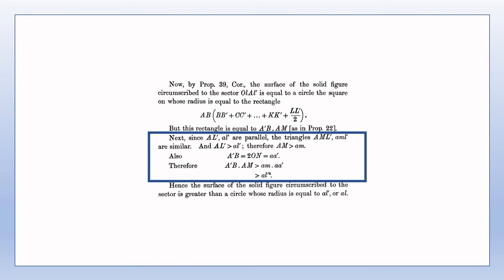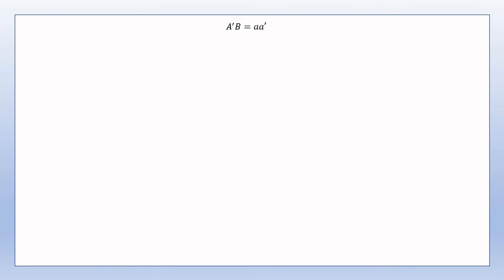And since N is the midpoint of AB, and ON is parallel to A'B, then again triangles ABA' and ANO are similar, and hence A'B is twice the length of ON. Moreover, since ON is a radius of the inner circle, twice ON must be equal in length to aa', since aa' is the diameter of the inner circle. We have therefore that A'B is equal to aa', so by Euclid 5.7, A'B to AM is equal to aa' to AM.